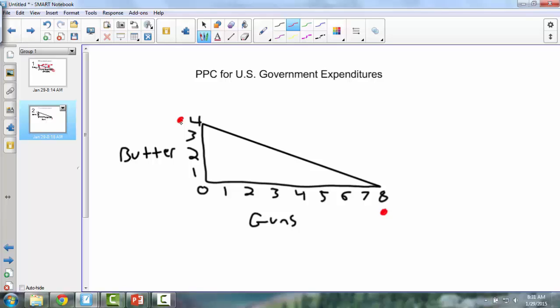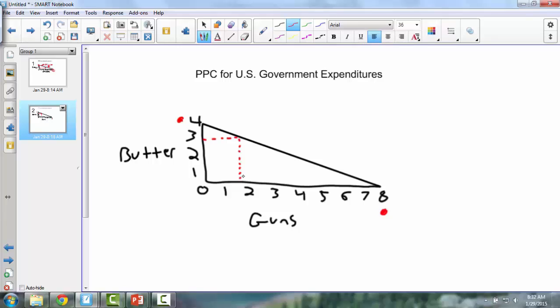All right, so if the U.S. government were to produce 4 units of butter, that leaves us 0 units of guns. If they were to produce 8 units of guns, that leaves us with 0 units of butter. So if I were to produce, let's say, 3 units of butter, I would be able to produce 2 units of guns. Now keep in mind, 3 plus 2 does not equal 8.